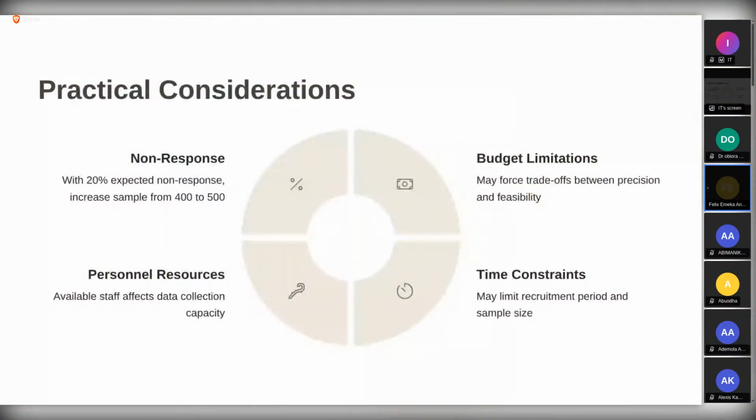So, practical consideration: I've talked about the non-response. It can be between 10% and 20%, depending on your study, but you have to add it to your work. If you don't add the non-response to your work, you will go to the field with fewer questionnaires than you need, and that will affect the quality of your work. All right? Ensure that whoever is helping you collect the data is well trained, so that they won't be collecting data that have a lot of missing values.